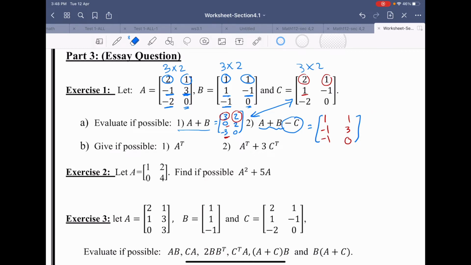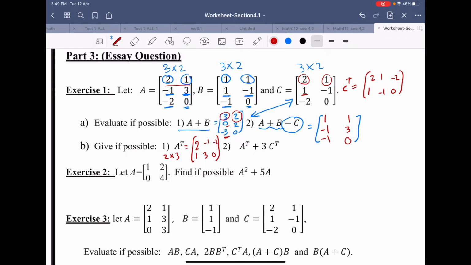So let's see. Find, if possible, AT. For AT, we just have to switch the columns with the rows. Since here I have 1 and 2 as a row, it would be a column: 2 and 1, negative 1 and 3, negative 2 and 0. So the order of AT would be 2 times 3. Also for CT, we can find CT. So CT would be 2 and 1, 1 and negative 1, negative 2 and 0.